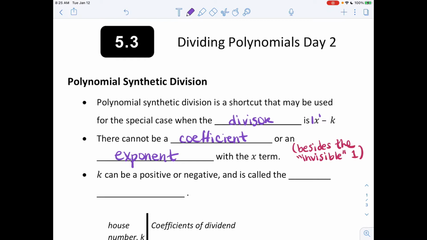K itself can be positive or negative, and it's called the house number. So you see a negative sign here in the expression, but the K value that is plugged in there can be positive or negative.